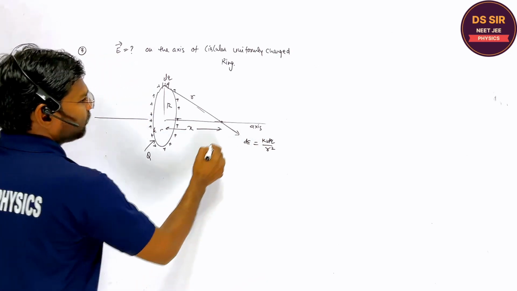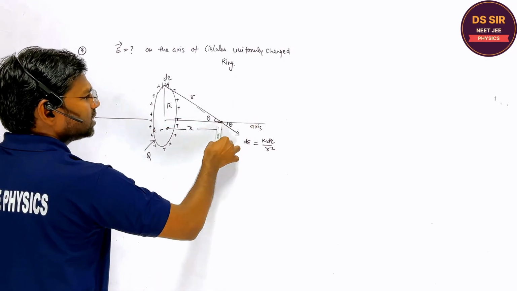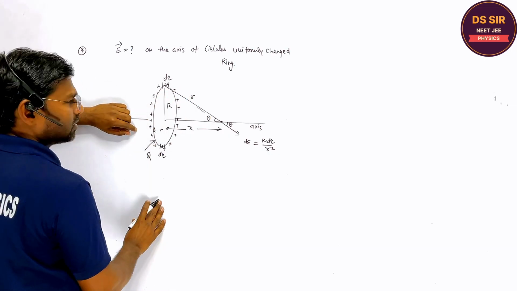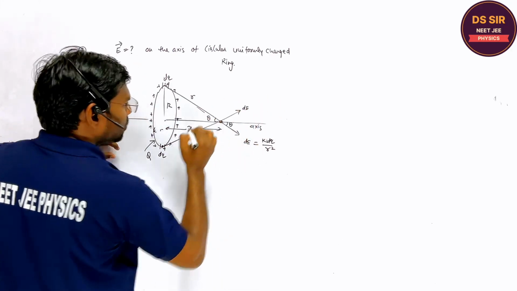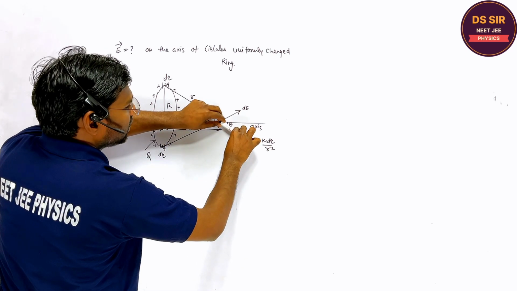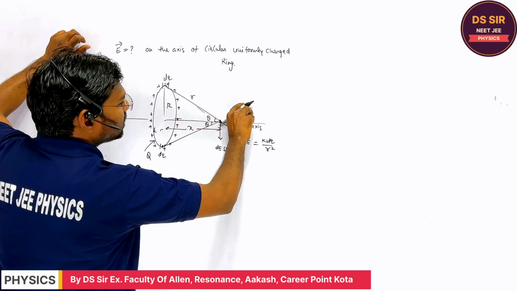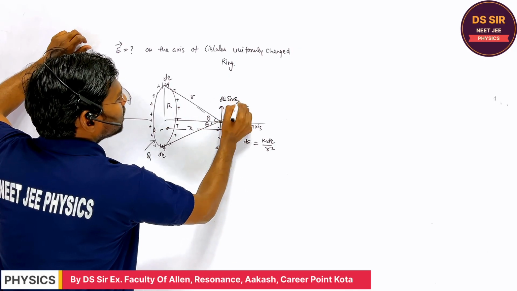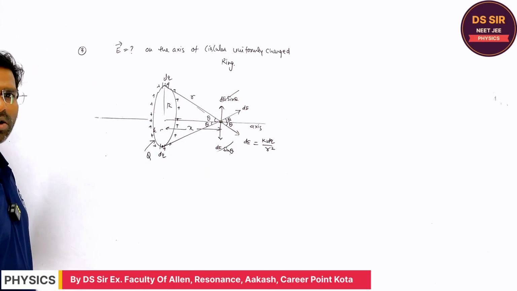If you assume this is theta, this is also theta, the components are dE cos theta and dE sin theta. Just opposite to this, if you consider a similar elemental charge dq, because of this elemental charge the dE will also be there at the same theta. The component of this dE in this direction is dE sin theta, and for the other it is also dE sin theta. It means these two sin theta components will cancel each other. Is it clear or not?